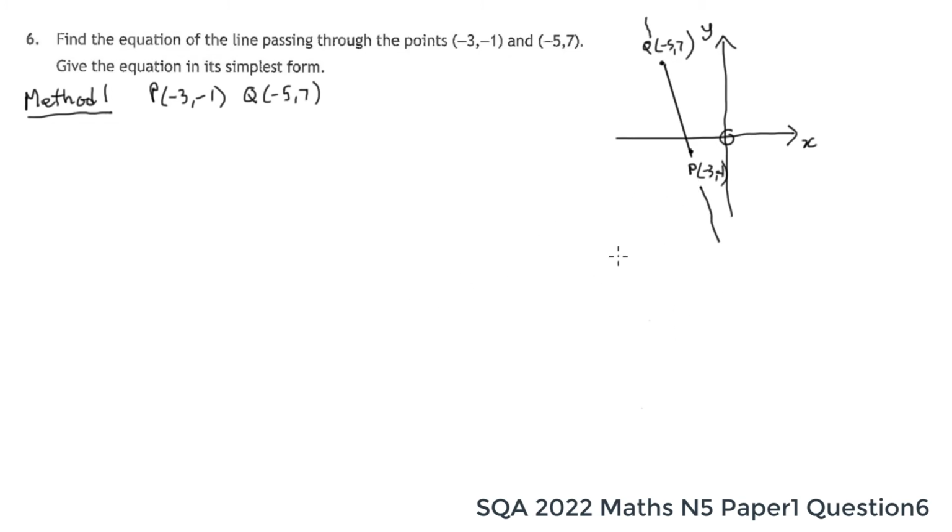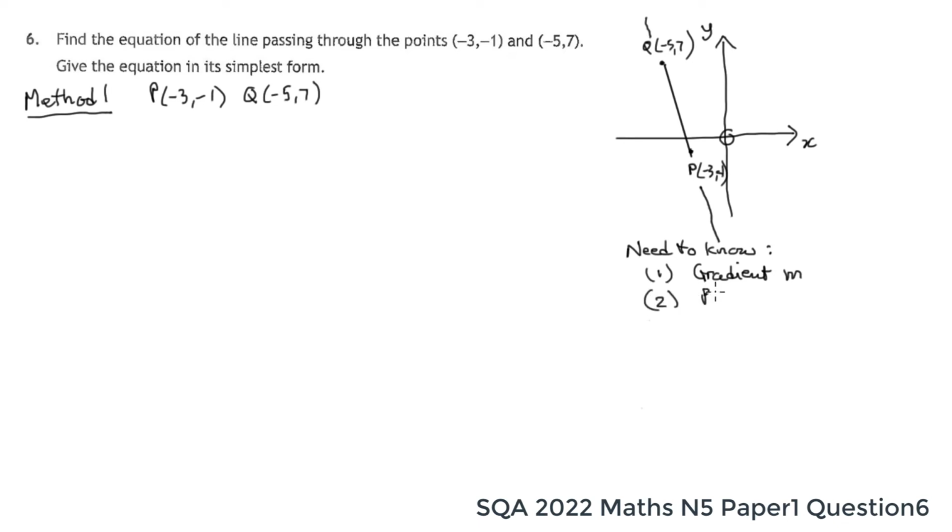So how do we work this out? So we need to know, well, the first method anyway, we need to know 2 things to find out that equation. The first thing is its gradient, and traditionally we call that m.